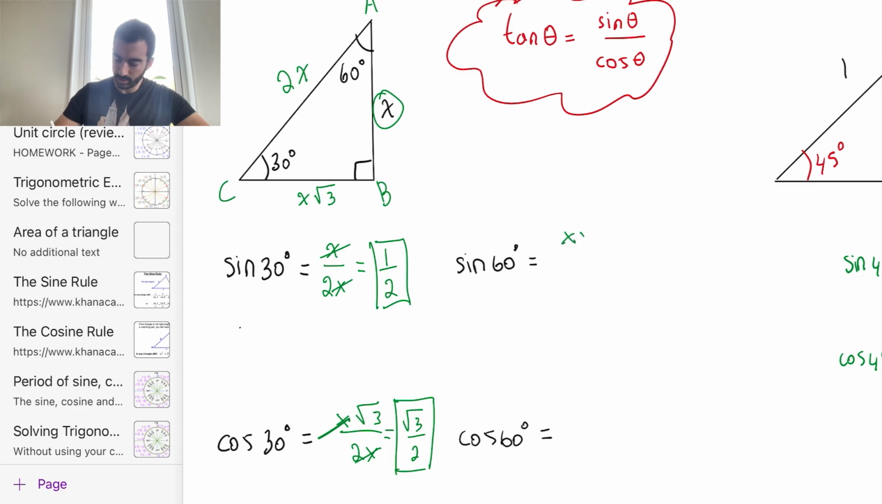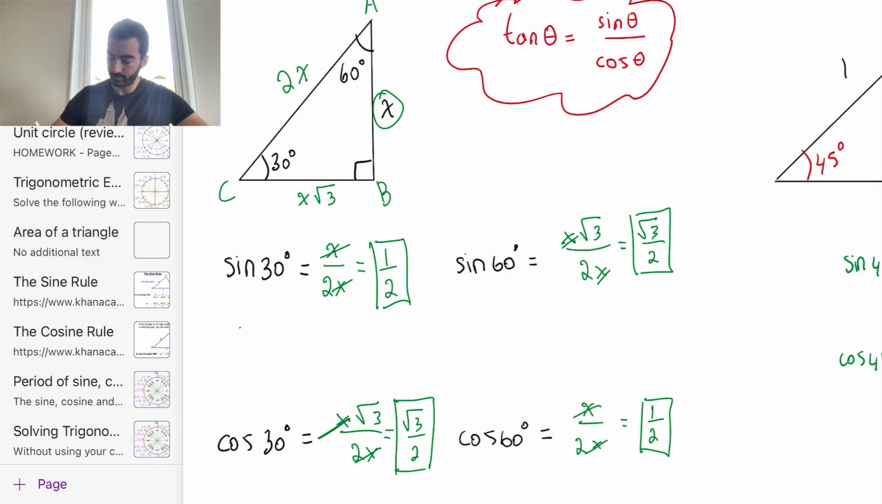x root 3 divided by 2x. I'm going to simplify those. I get rid of the x's. So I have root 3 over 2. And the cosine of 60, which is adjacent over hypotenuse, which is x over 2x, simplifies to 1 over 2.